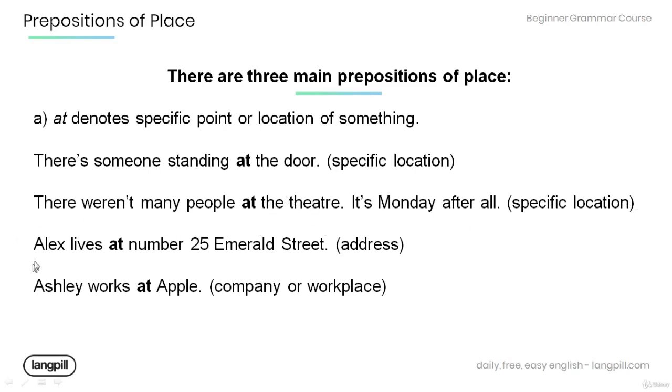And in the sentence, Alex lives at number 25 Emerald Street, the preposition of place at denotes a specific address. And in this sentence, Ashley works at Apple. The preposition of place at denotes a specific company or workplace.